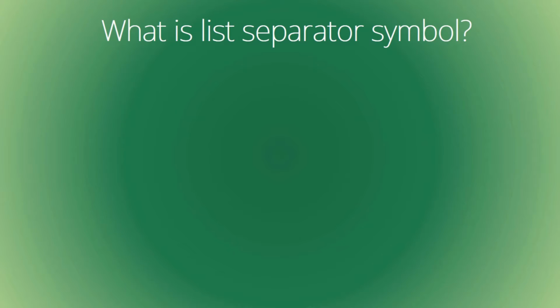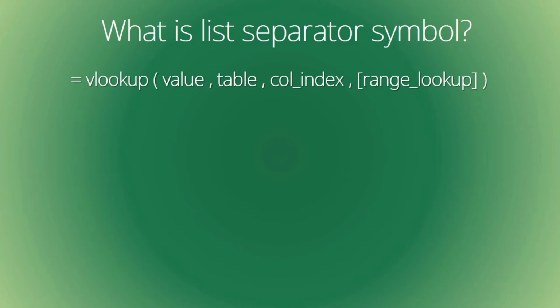The list separator is such an essential part of any language that most of us don't even think about what to use. Where you may find it. Let's take a VLOOKUP formula. It expects 3 or 4 entry parameters separated by commas. So for the language you are using, comma is the list separator.